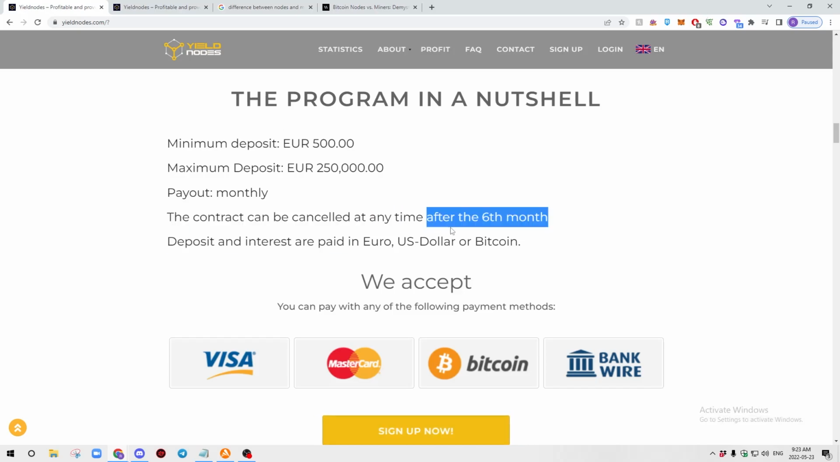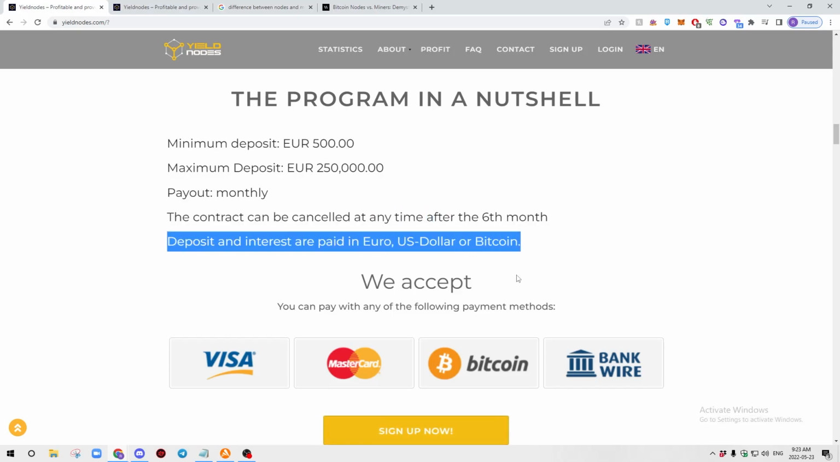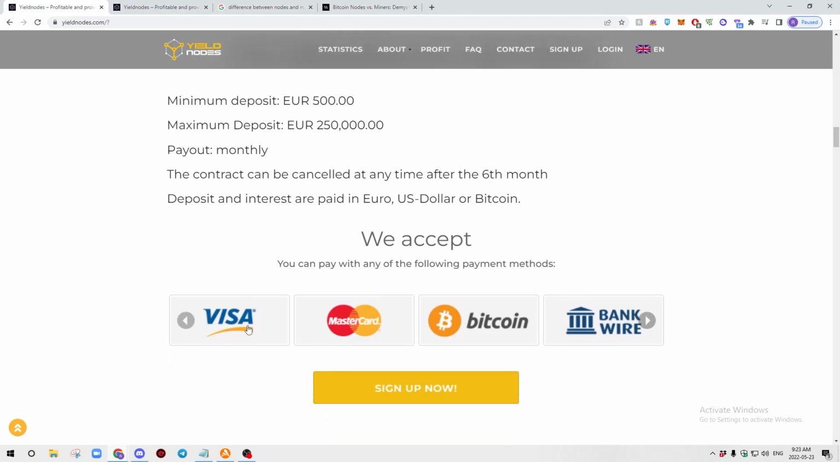Now deposit and interest are paid in Euro, USD, or Bitcoin. They do accept Visa, MasterCard, Bitcoin, Bankwire. You know me, if you have a Bitcoin wallet, that's what I personally use, right? Something like ShakePay if you guys are from Canada.